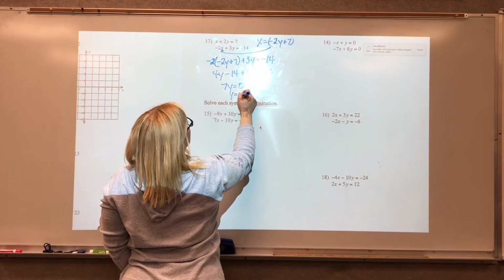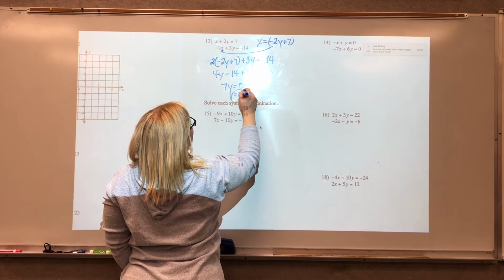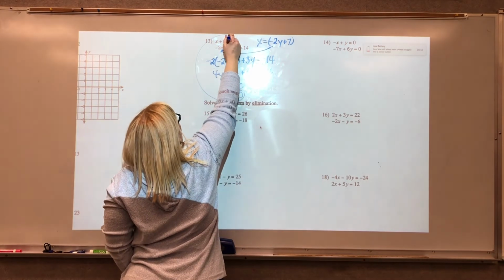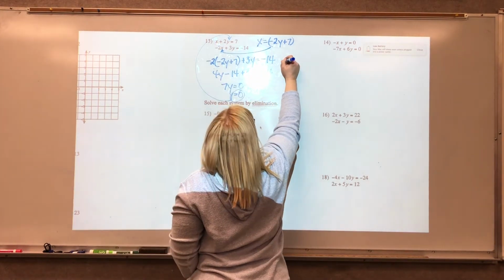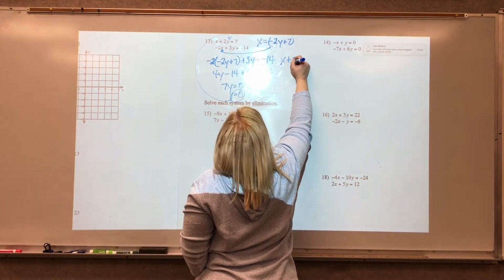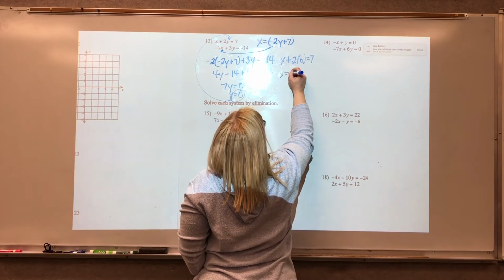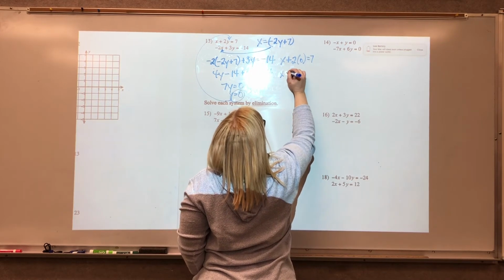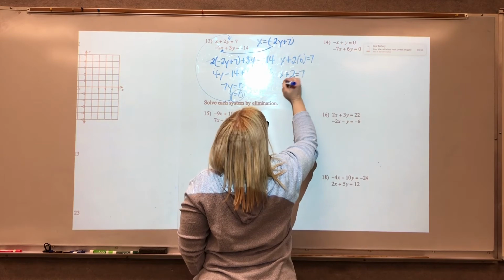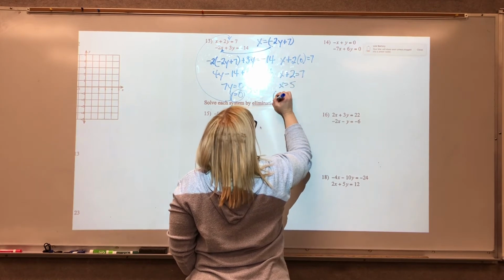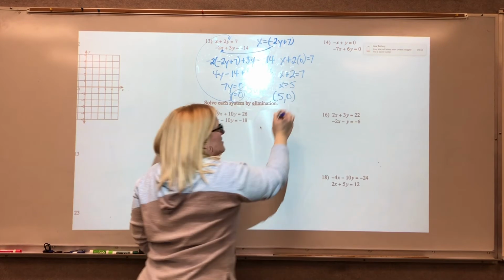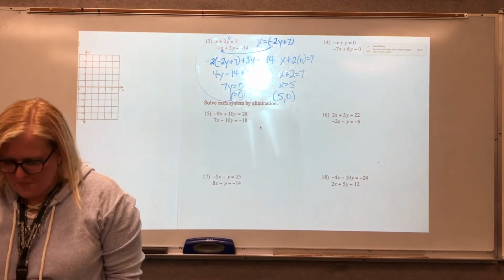So y equals 0. And then when I plug this back in to one of these, I have x plus 2 times 0 equals 7. So x plus 2 equals 7, so x is 5. So my answer is 5, 0.